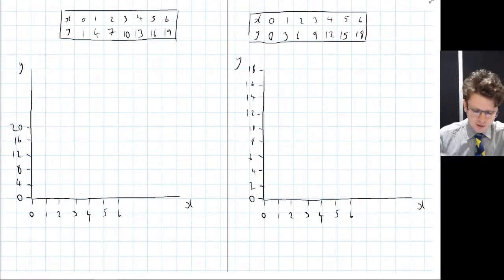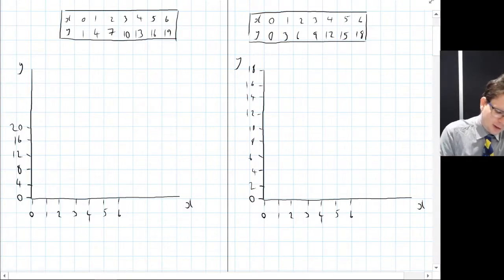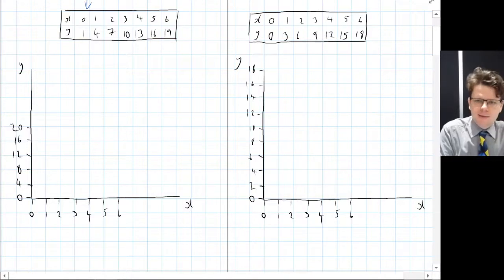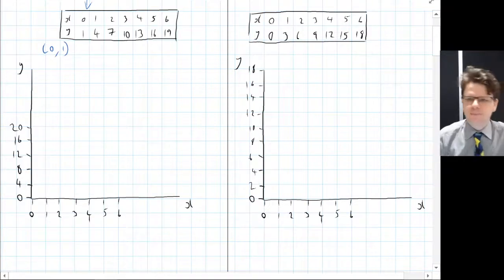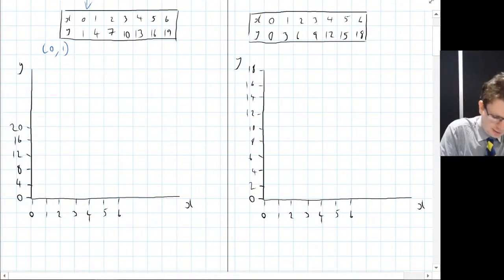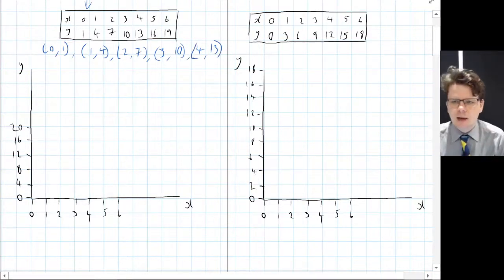Alrighty, so before we finish, now we've got to plot the points. How do I do that? Well, I've got to read them off. This tells me here that when x is equal to 0, y is equal to 1. 0, 1. All right, the next one would then be 1 goes with 4, 2 goes with 7, 3, 10, alrighty, and I've only got 2 more values to do.